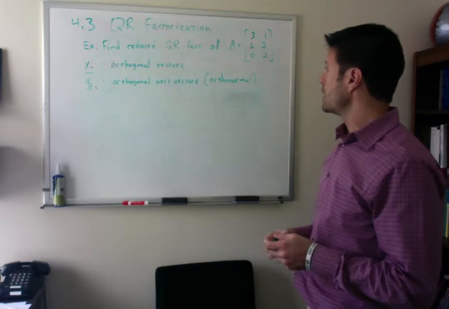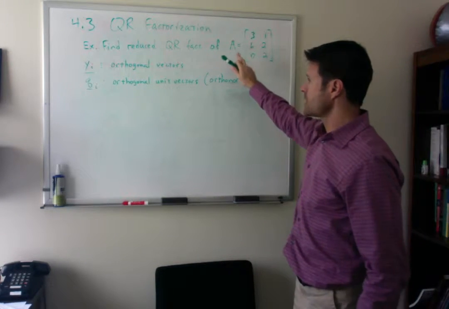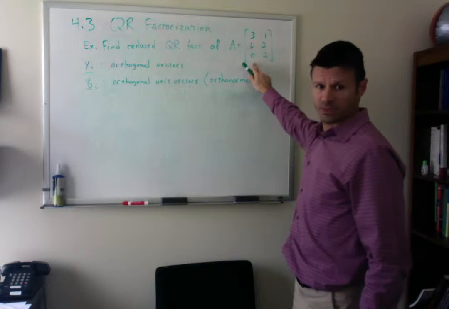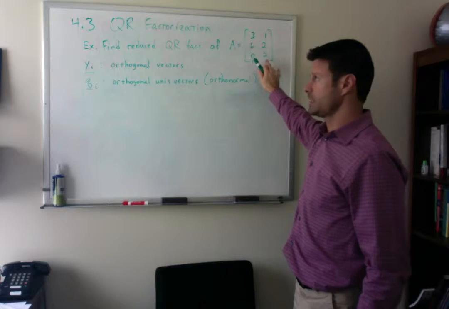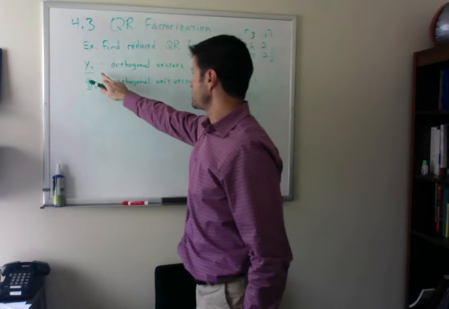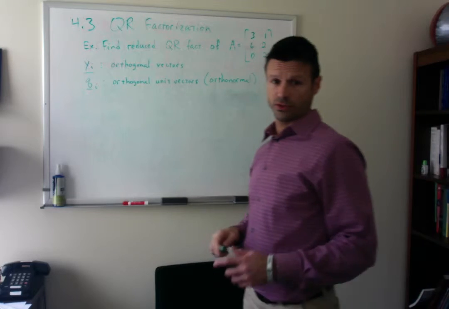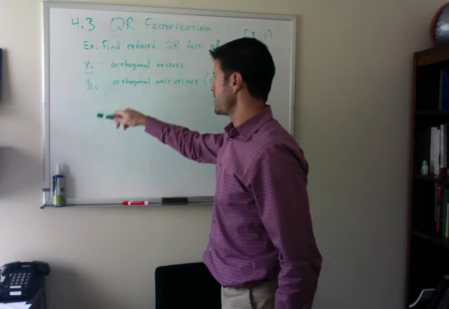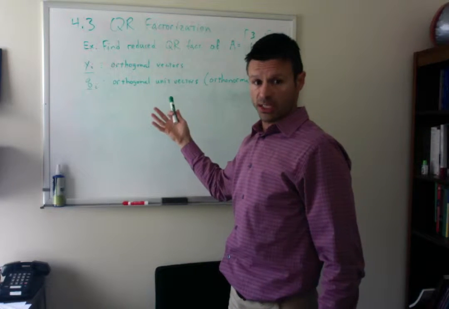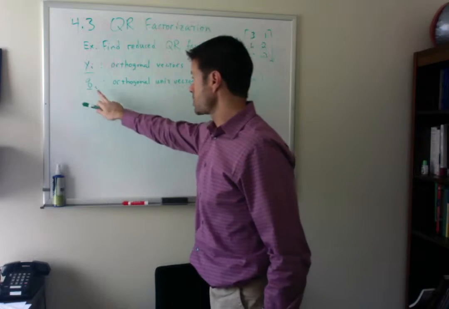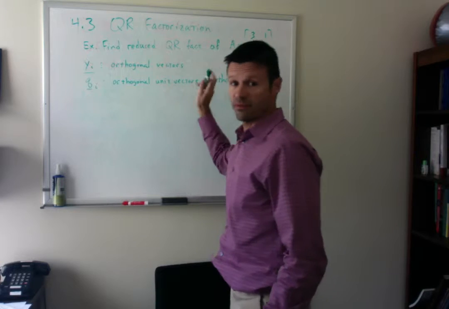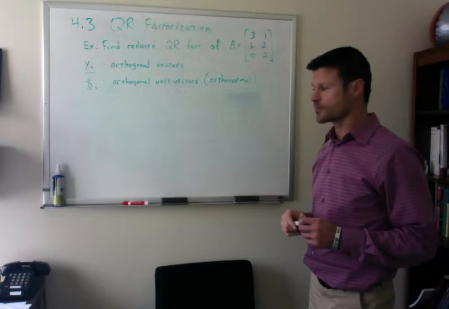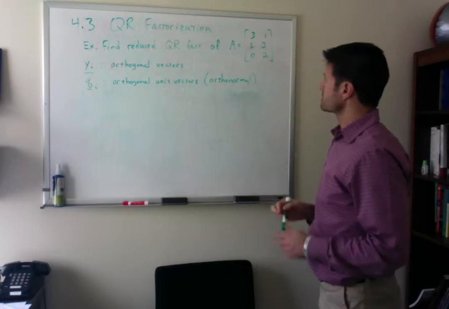One of the things that I'll mention is that in the book, the a sub i's are basically the columns of a matrix A. The y sub i's are going to be orthogonal vectors that we obtain through this Gram-Schmidt process. Then those y sub i's will be normalized, or turned into unit vectors. So the q sub i's are going to represent orthogonal unit vectors, or what we would call orthonormal vectors.